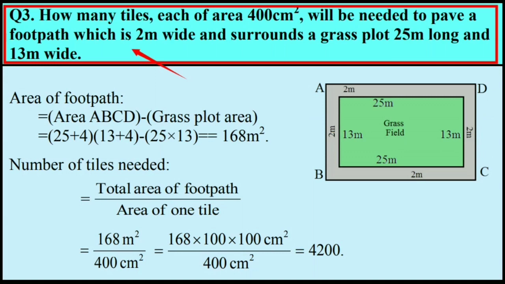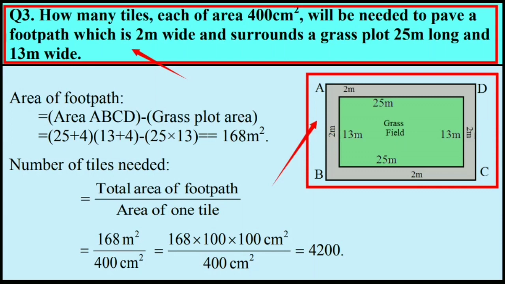Next question. Question number 3. How many tiles, each of area 400 cm square, will be needed to pave a footpath which is 2 meter wide and surrounds a grass plot 25 meter long and 13 meter wide? Observe this diagram. Here we find that a rectangular grass plot of 25 meter long and 13 meter wide is shown, and this rectangular grass plot is surrounded by a path of 2 meters.